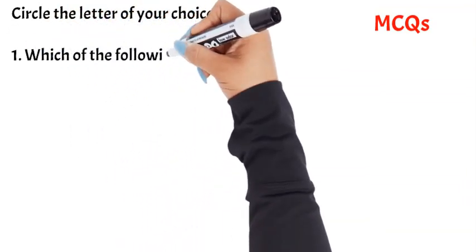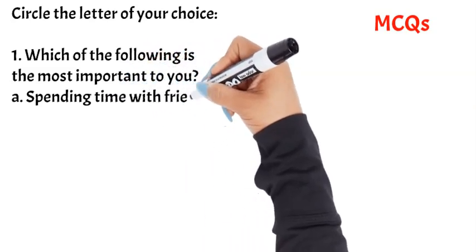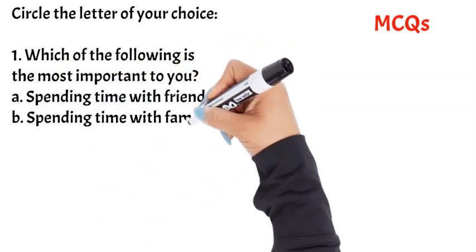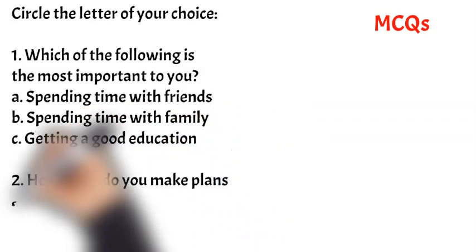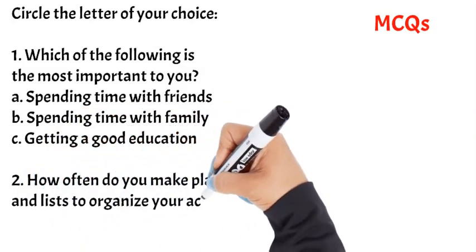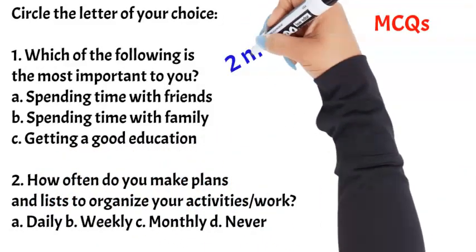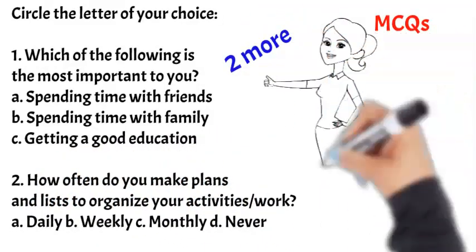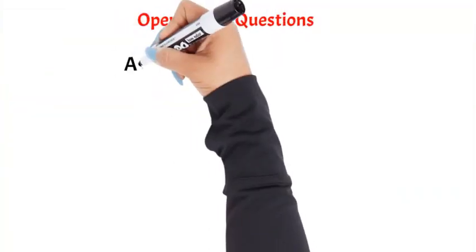For multiple choice questions, you are going to write, circle the letter of your choice. Which of the following is the most important to you? Spending time with friends, spending time with family, or getting a good education? Number 2, how often do you make plans and lists to organize your activities? Daily, weekly, monthly, or never. You have to add 2 more questions to that.